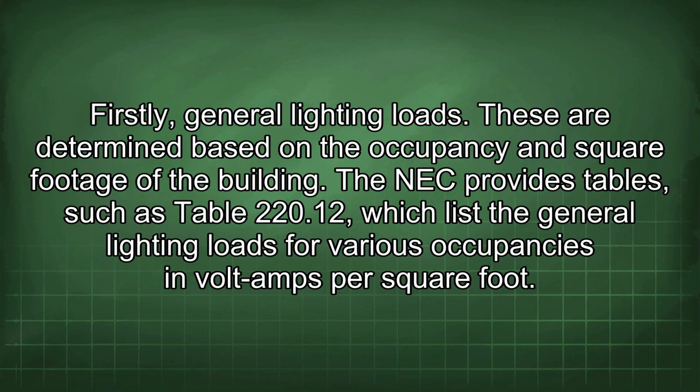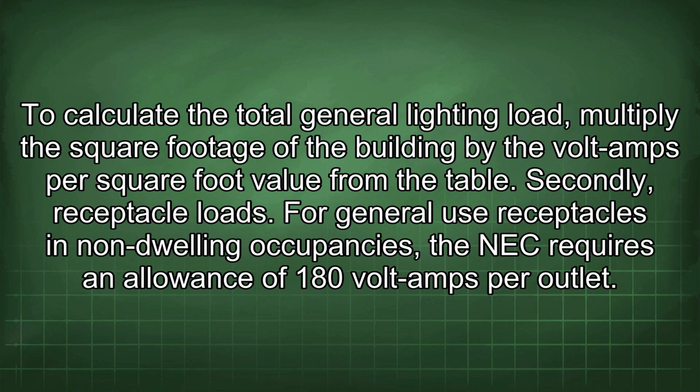Firstly, general lighting loads. These are determined based on the occupancy and square footage of the building. The NEC provides tables, such as Table 220.12, which lists the general lighting loads for various occupancies in volt-amps per square foot. To calculate the total general lighting load, multiply the square footage of the building by the volt-amps per square foot value from the table.